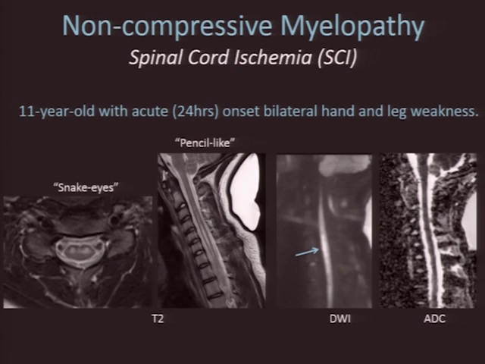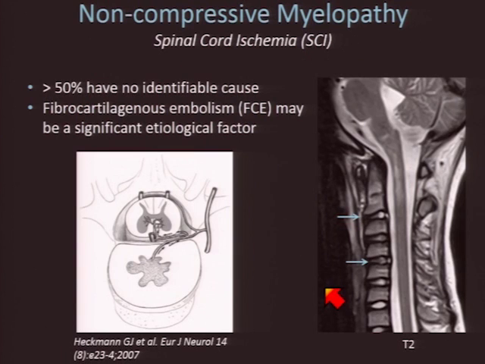And what we're looking for is this classic snake eyes configuration of the signal abnormality. So this is involvement of the anterior horn cells of the central gray. And on the sagittal, we get this pencil-like signal abnormality. And then on the diffusion imaging, we have the area of diffusion restriction.